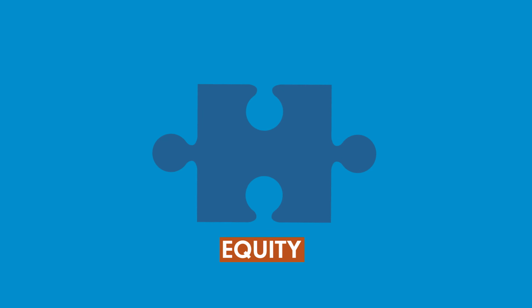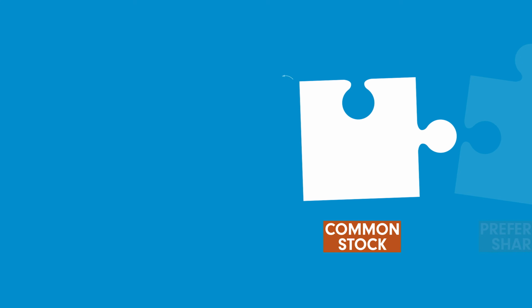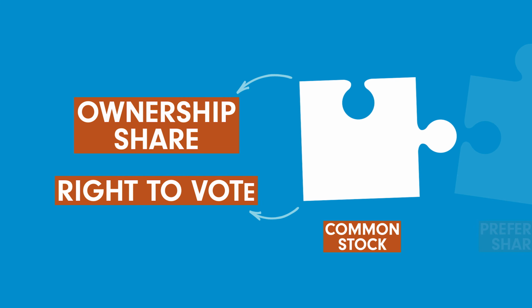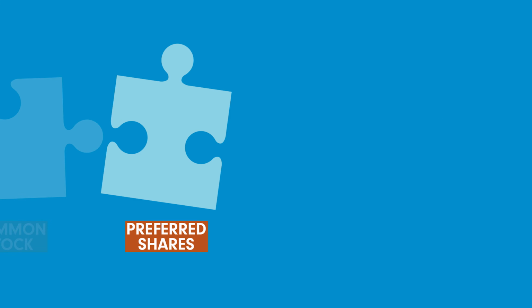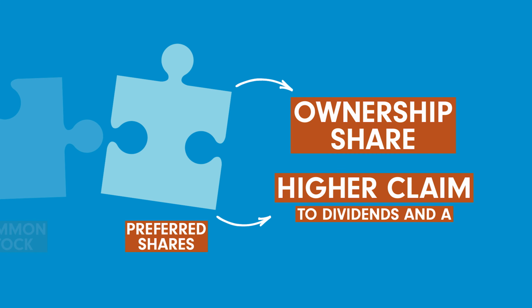Let's start with equities. There are two main types of equity securities: common stock and preferred shares. Common stock provides the holder of the stock with an ownership share in a company and may also give the holder the right to vote at company meetings. Preferred shares are like common stock in that they give the holder ownership in the company. But holders of preferred shares have a higher claim to the company's dividends and assets than holders of common stock.